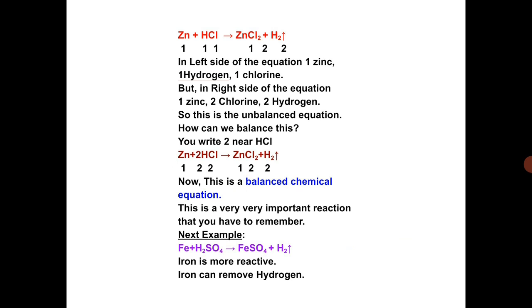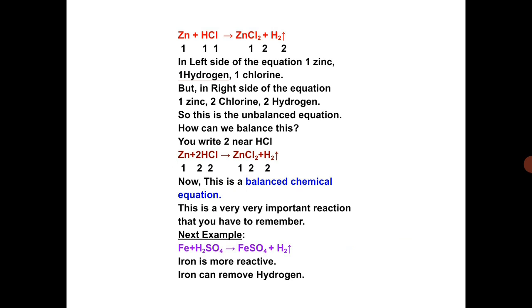On the left side of the equation, 1 zinc, 1 hydrogen, 1 chlorine. But on the right side of the equation, 1 zinc, 2 chlorine, 2 hydrogen. So this is the unbalanced equation. How can you balance it? You write 2 near HCl.